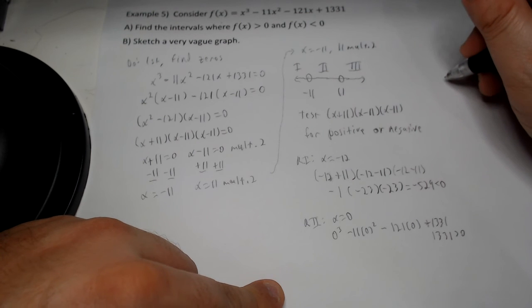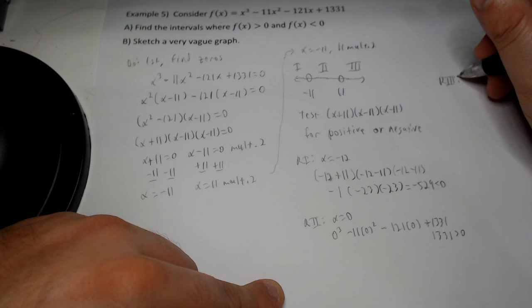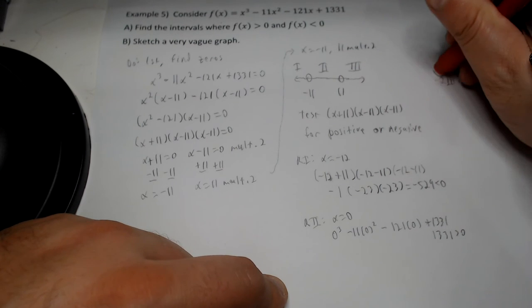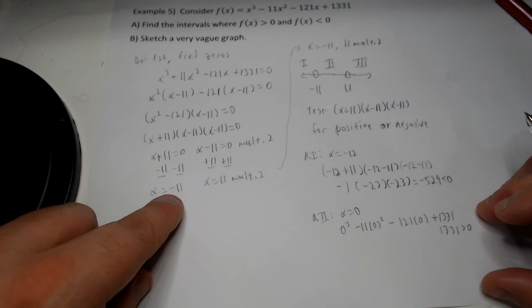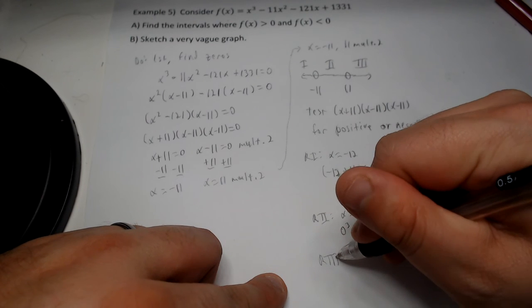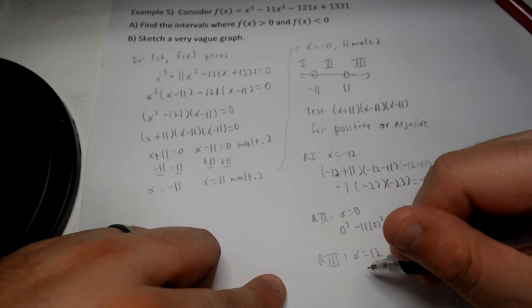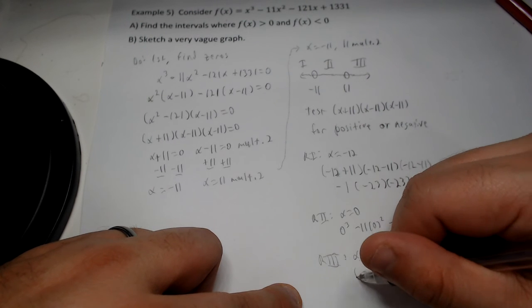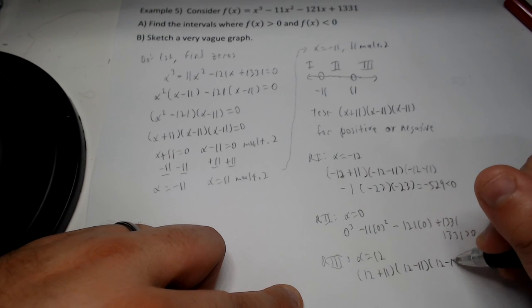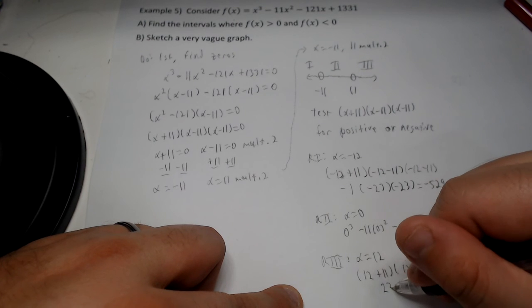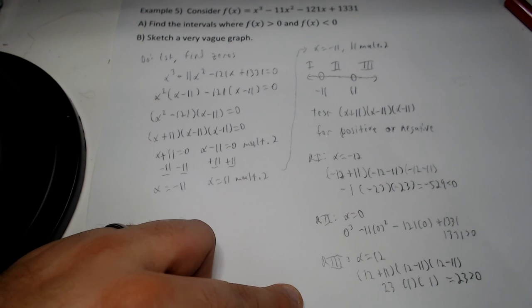Region 3. I suppose I could fit it down there, probably. I wouldn't have any trouble if it wasn't for the box that I have my document cameras stacked up on top of. Okay, so region 3, I propose x is 12. So 12 plus 11, 12 minus 11, 12 minus 11 gives me 23 times 1 times 1, which is 23, which is greater than 0.